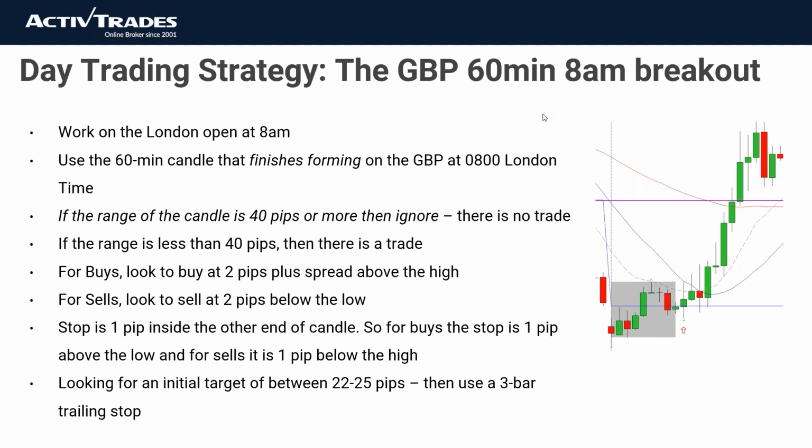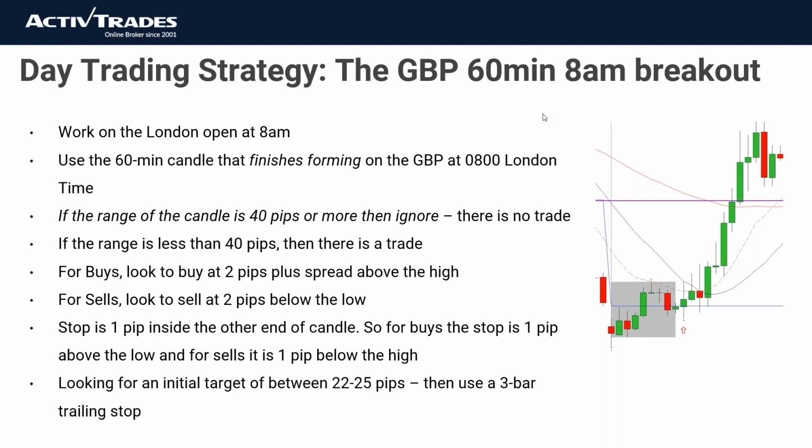If the range of that candle is 40 pips or more, then ignore it, because we've probably already had a little bit of expansion happening. There is no trade. What we are looking for is, if the range is less than 40 pips, then there is a trade for us. So, as the name implies, we're looking for an early morning breakout. And so for buys, we'd be looking to buy at 2 pips plus the spread above the high of that 7 to 8 range, or for sells, to sell 2 pips below the candle.